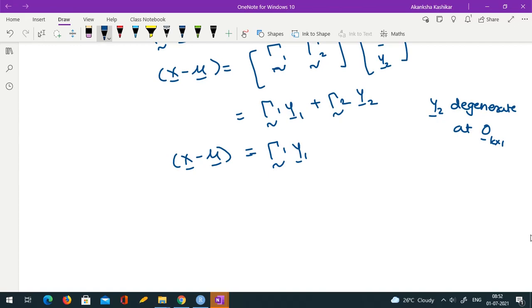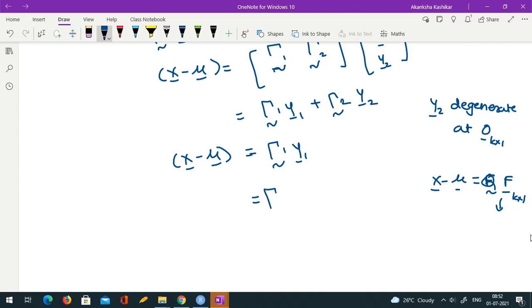But wait, don't get excited. I finally want x minus mu as some Q into F, where F is of order k cross 1. So you might feel, okay, my job is done because y1 is of order k cross 1. But no, I also want my F's to be scaled and centered. I want expectation of F to be 0. I want variance covariance of F to be the identity matrix. So we have not yet done that.